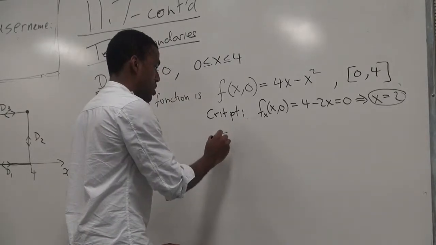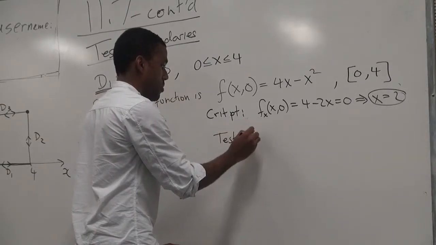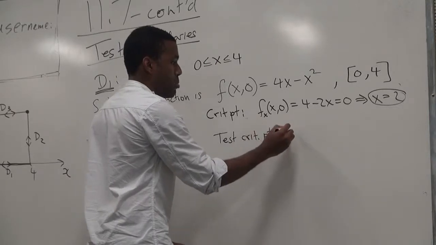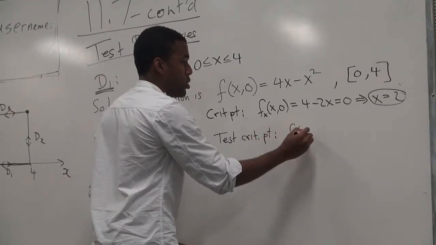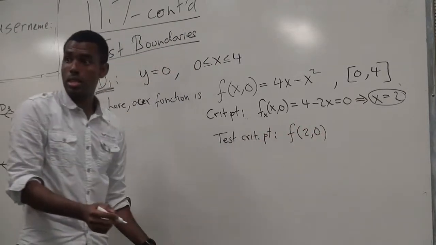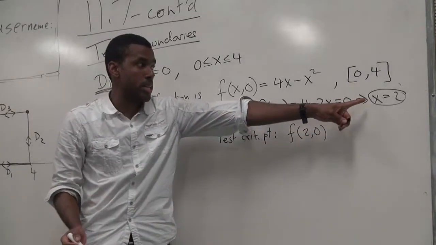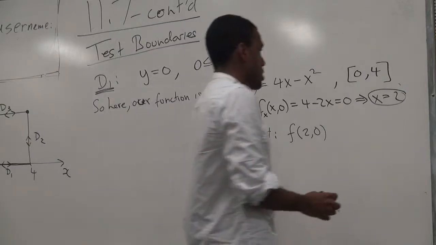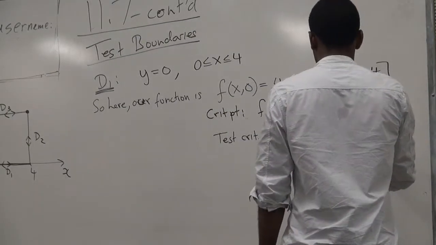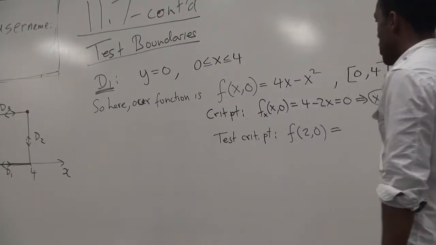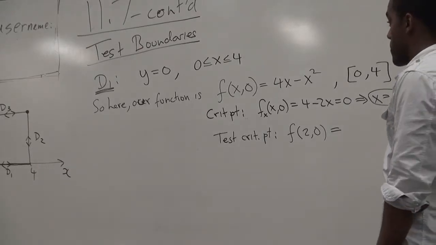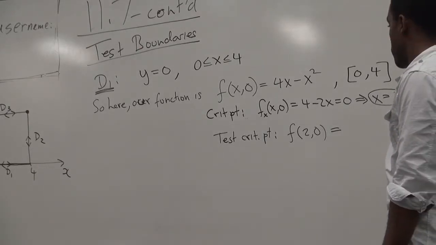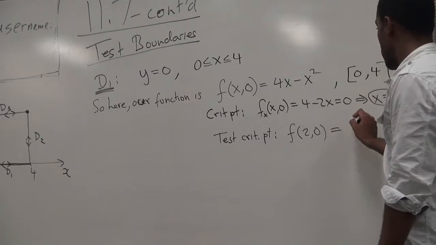So here, test critical points. It means to test f of 2 comma 0. That's going to be my critical point, because I know it happens at the x value 2. So the value when x is 2 is going to be what? 4. It's going to be 8 minus 4.